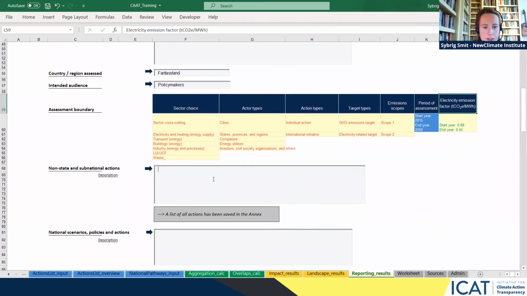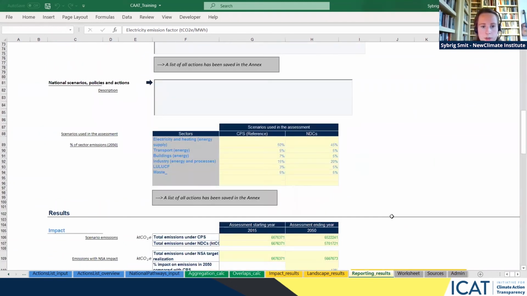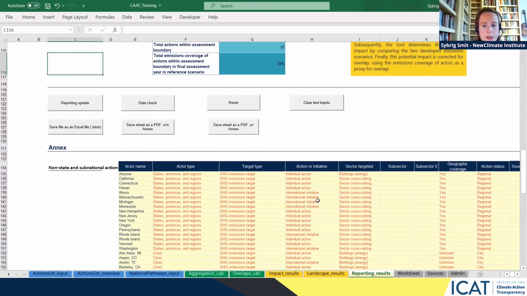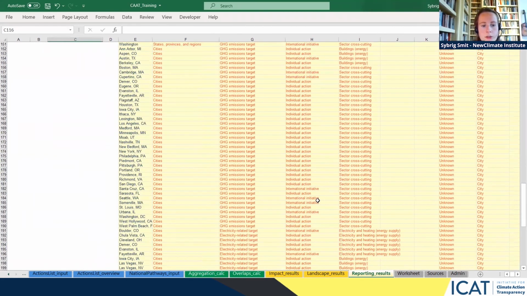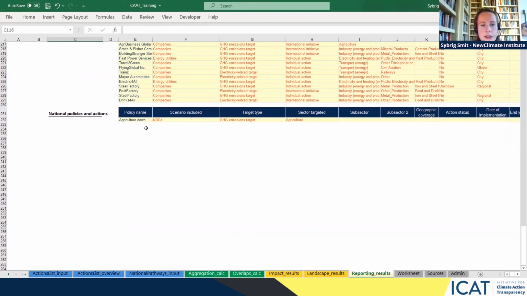You can further describe your non-state and subnational actions here, and a list of all actions has been saved in the annex, which I will come back to later. Here, the scenarios used in the assessments are summarized, including our emission split, and a summary of the impact is provided, including the landscape. Down below, an overview of all your actions is provided, including all the information that is given. And as I have inserted agricultural down as a policy, it is also given here.